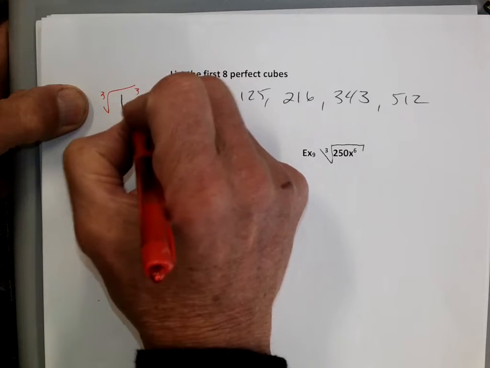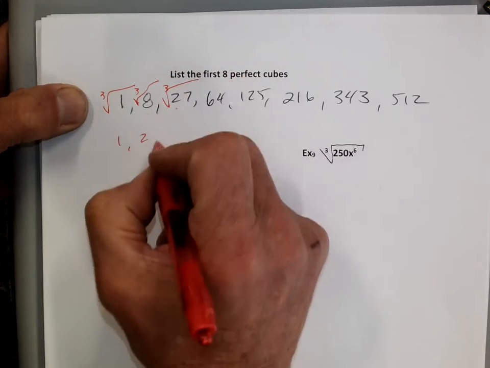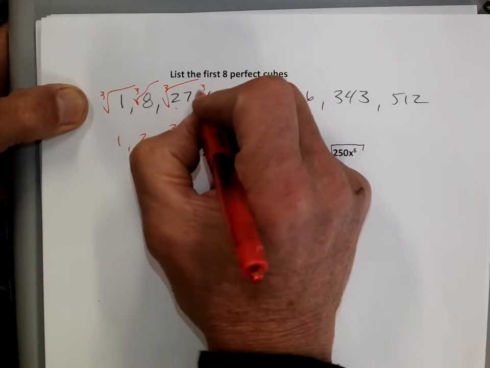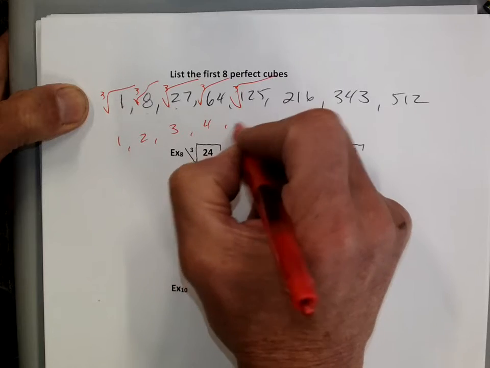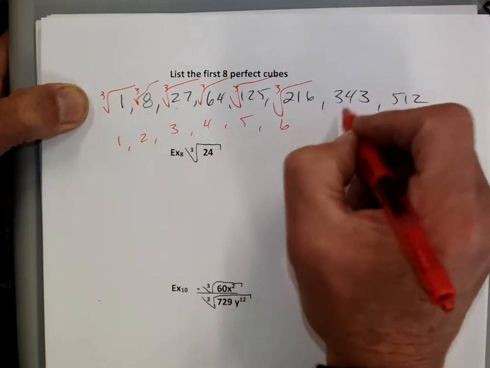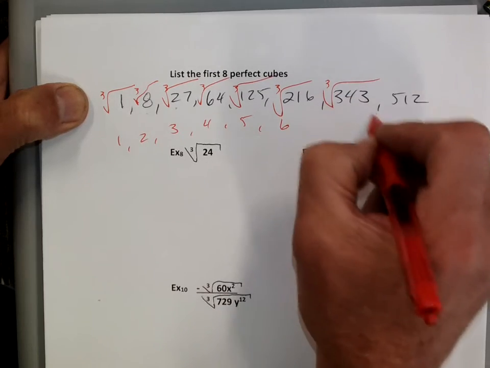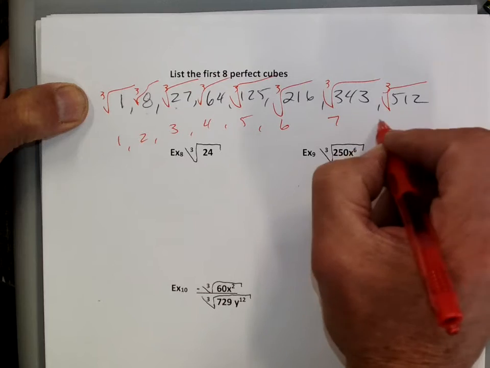Okay, let's see. So that means I know that the cube root of 1 is 1. The cube root of 8 is 2. The cube root of 27 is 3. The cube root of 64 is 4. The cube root of 125 is 5. The cube root of 216 is 6. The cube root of 343 is 7. And the cube root of 512 is 8.